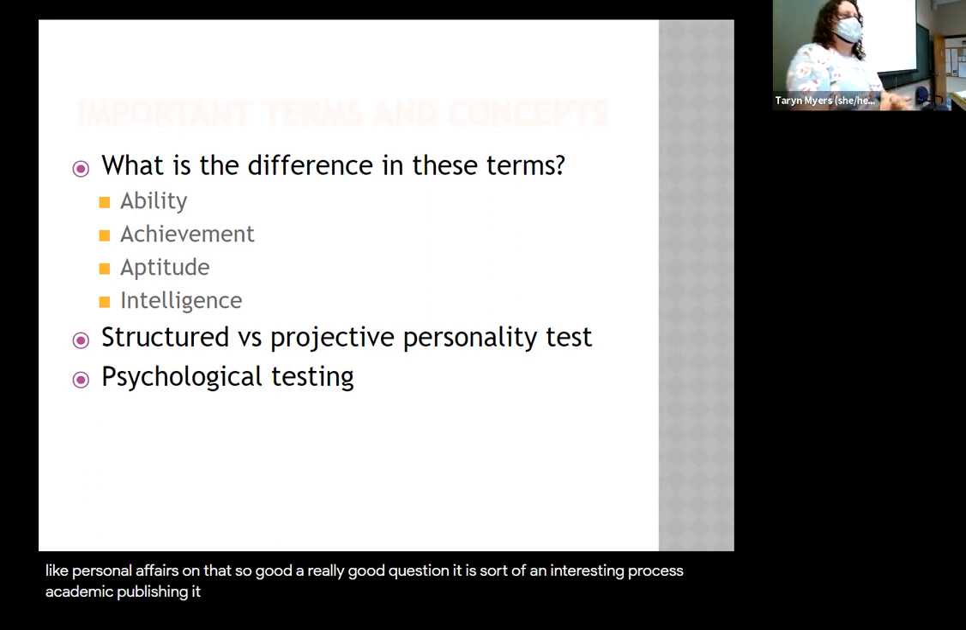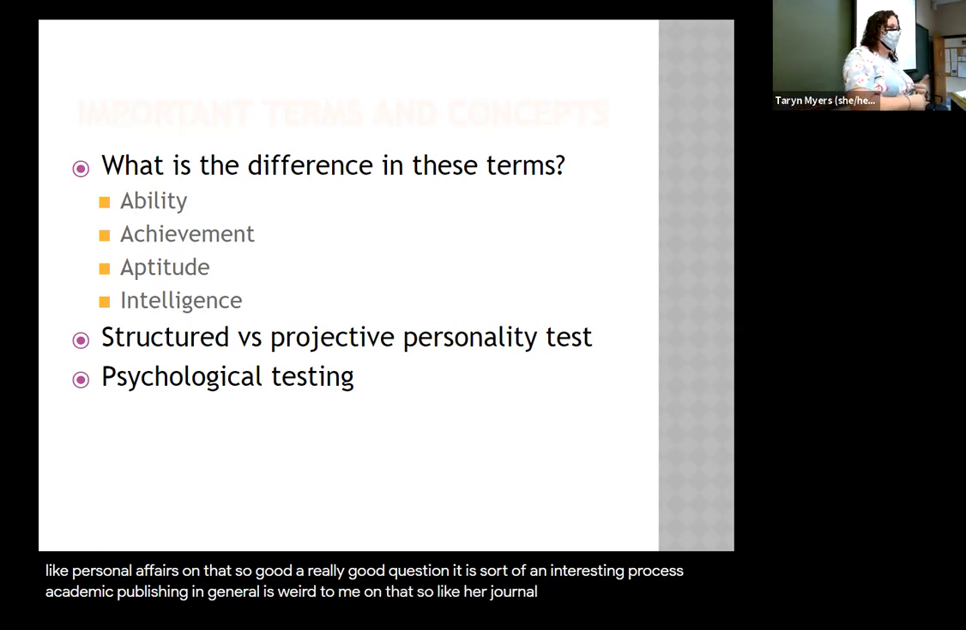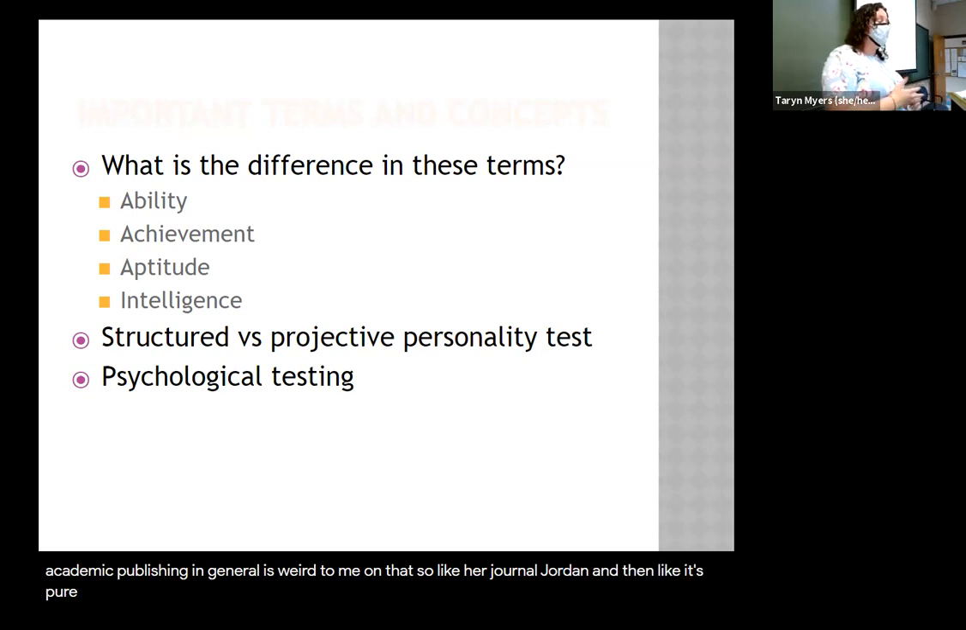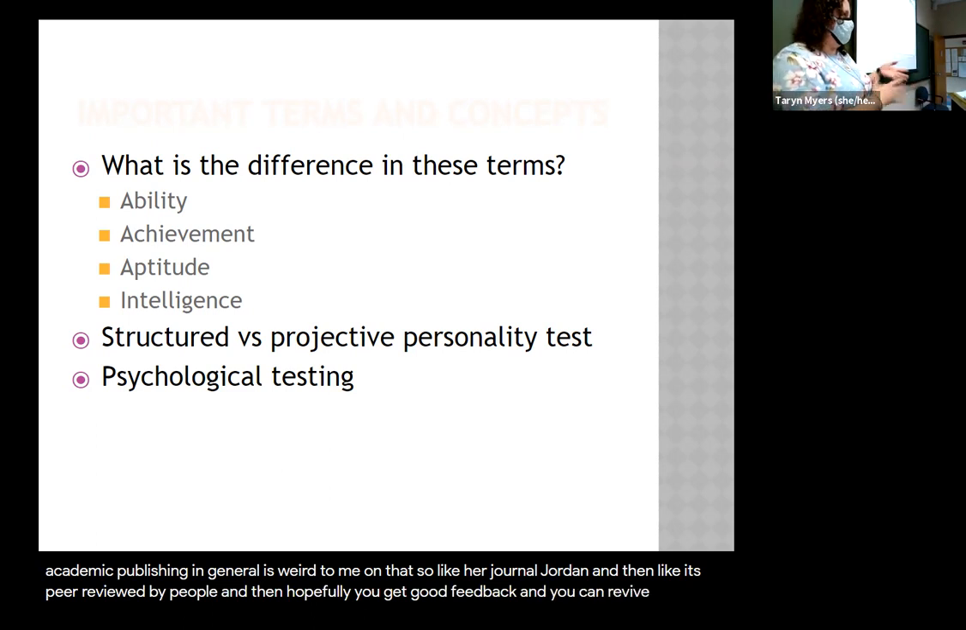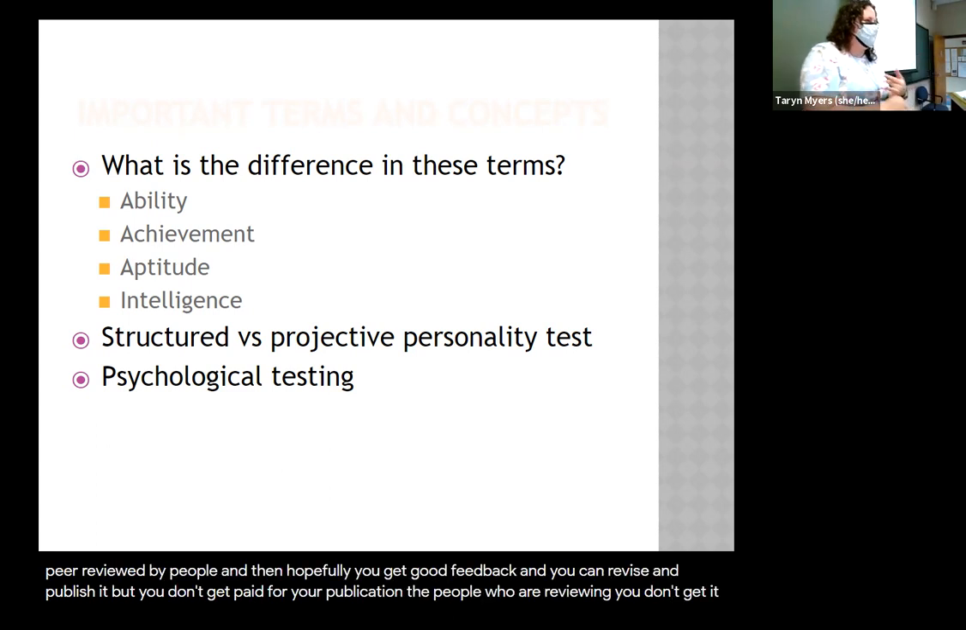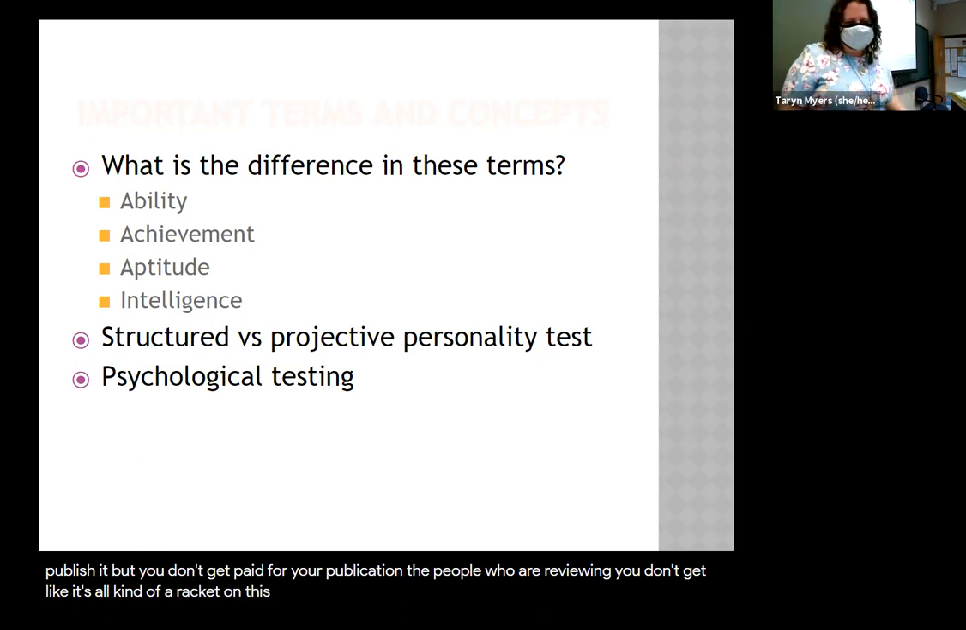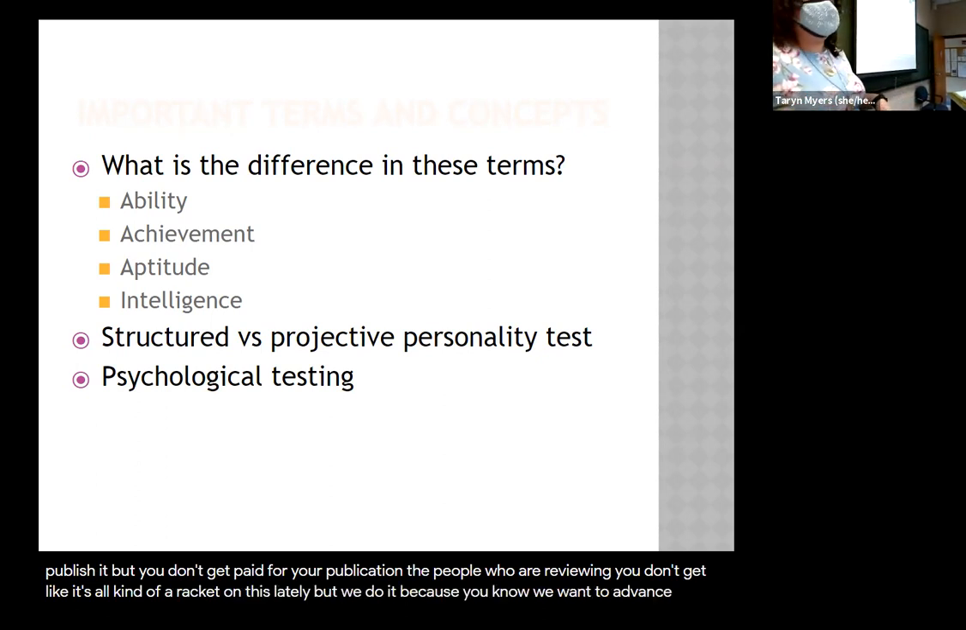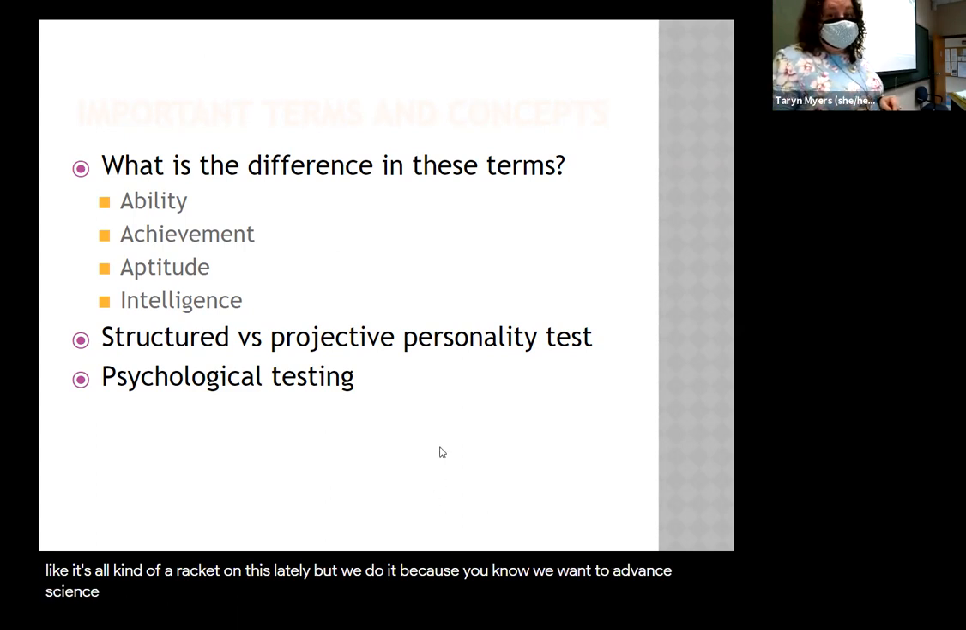Academic publishing in general is weird, to be honest. So for journal articles, you submit it to a journal, and then it's peer reviewed by people, and then hopefully you get good feedback and you can revise and publish it. But you don't get paid for your publication. The people who are reviewing you don't get paid. It's all kind of a racket, honestly. But we do it because, you know, we want to advance science. But yeah, really good question.